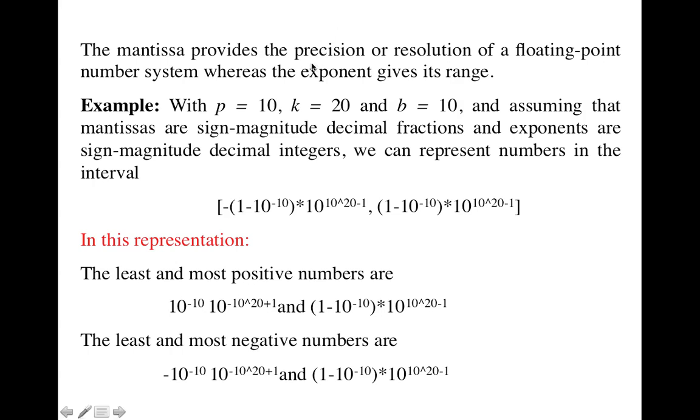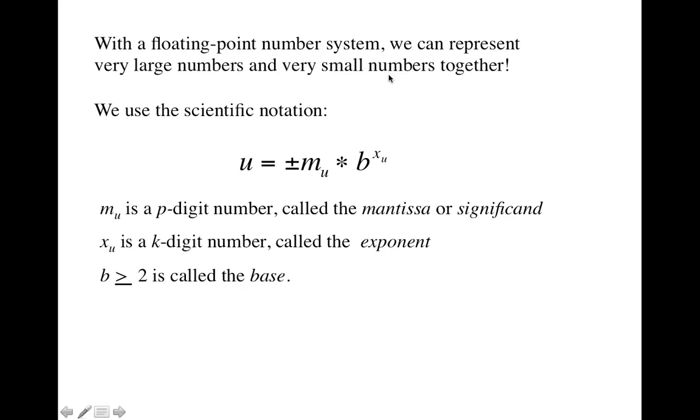As a result, we have some precision to specify the fractional portion of the number that we're interested in, versus how far we can move this number along, let's say, the x-axis, either to the left or to the right of 0. So the exponent gives us the range, that number which we call x sub u. And the mantissa gives us the precision, meaning how many bits we allocate to represent the fraction, or the floating point mantissa.